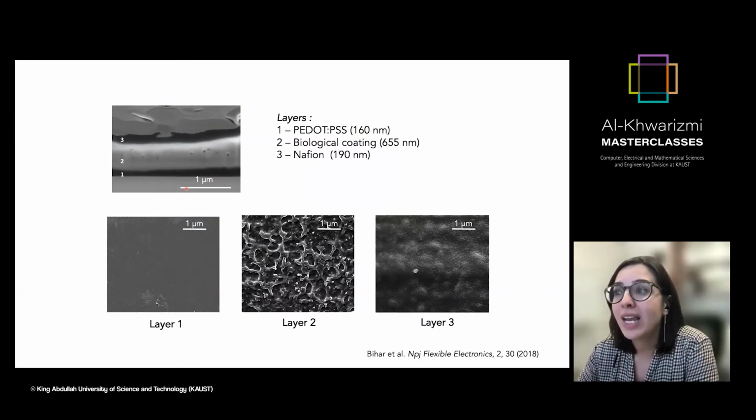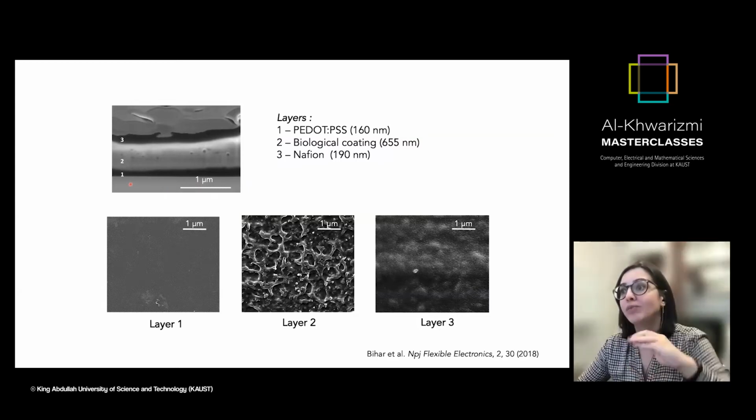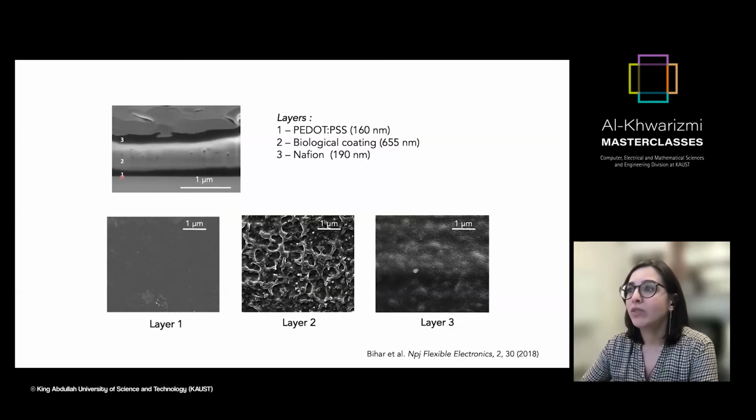So this is a scanning electron microscope image that looks at how these layers look like. The first one here is PEDOT PSS. That's about 160 nanometers that we print. This is the substrate. This is PEDOT PSS. This is the biological coating, that is the enzyme and the ferrocene that we print also using the printer. And on top of it is our naphthalene layer. This is the anti-interference layer that we print. So this is the whole business end of the sensor that we would prepare.